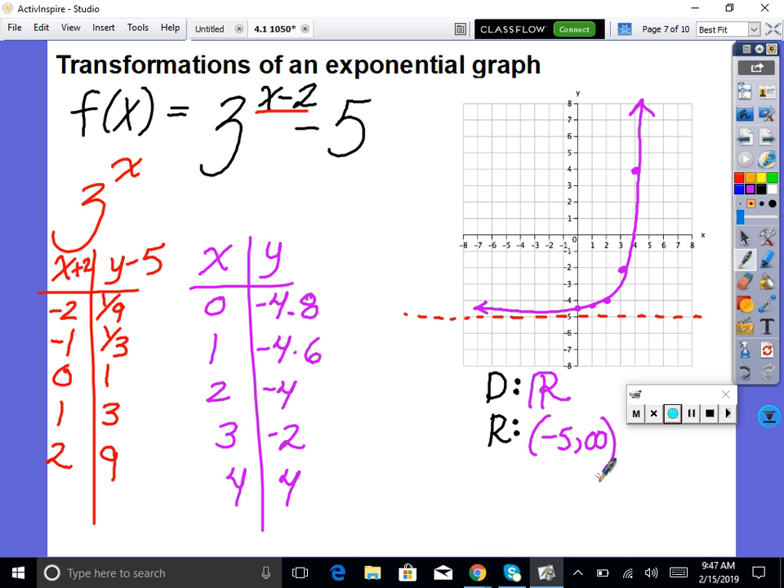You guys feel confident graphing any exponentials? Okay, awesome. Just start with your parent function, shift it. Okay, awesome. Write this formula down. So this is a formula for interest.